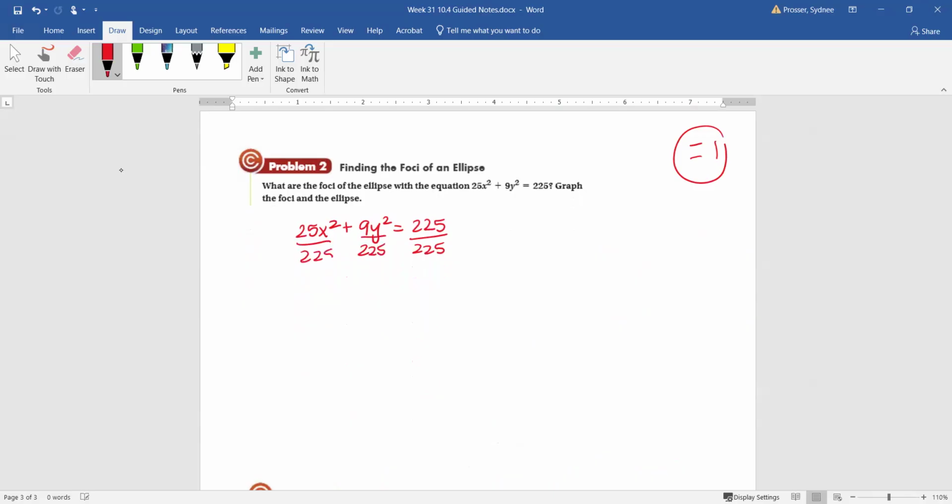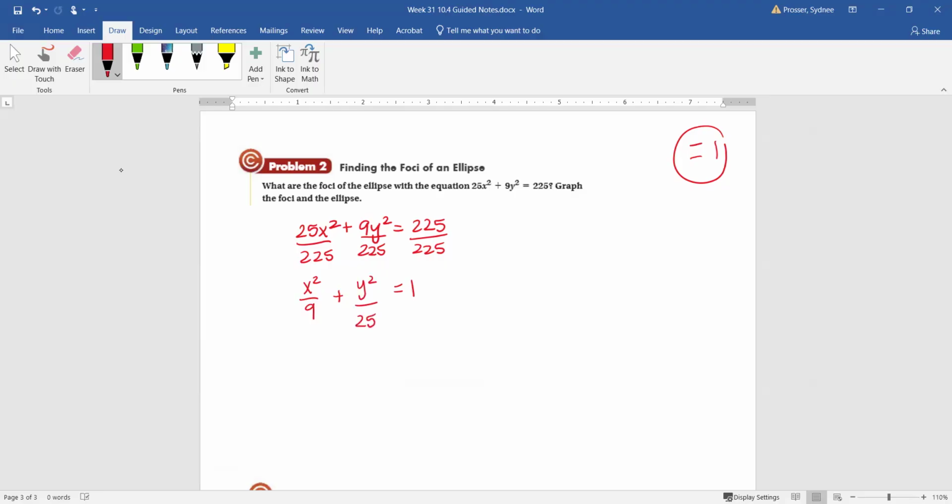Because if we divide everything by 225, we are going to have it set equal to 1. And then I can reduce these fractions. 25 over 225 is the same thing as 1 over 9 if I reduce that fraction. So I'm going to have x squared over 9, plus then I have 9 over 225, which is the same thing as 1/25. So that's going to be y squared over 25.